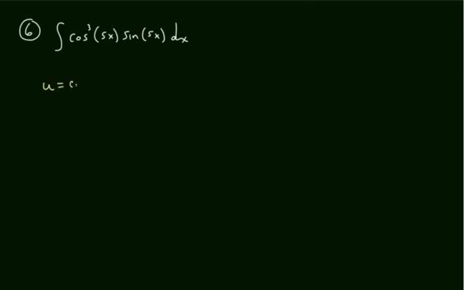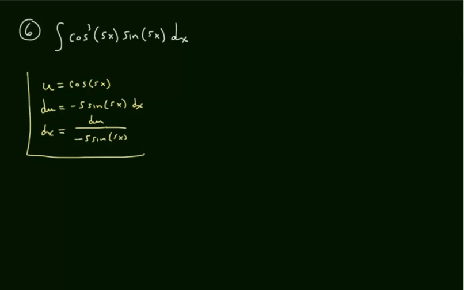Let u equal the cosine of 5x. This one's going to work. Du is -5 sine of 5x dx, and our dx is du over -5 sine of 5x. I'll put a box around my successful transformation, and come over here. I'll use the white. I'm going to pull out a -1/5 times the integral, and u is cosine of 5x, so this is going to be u cubed.